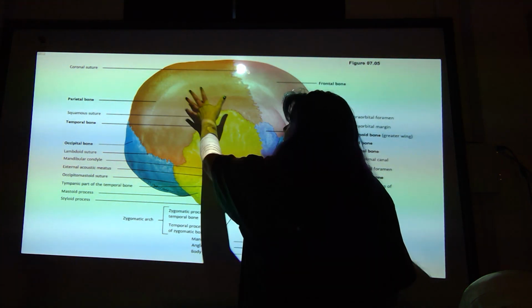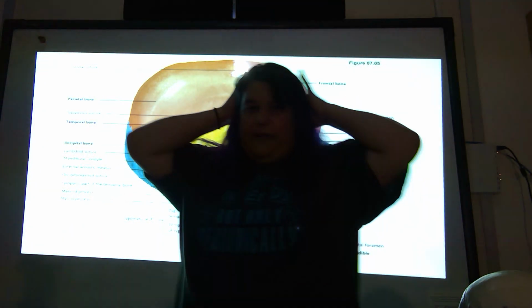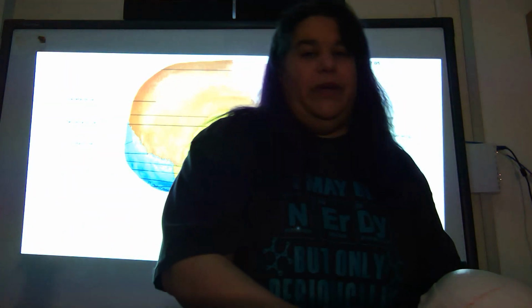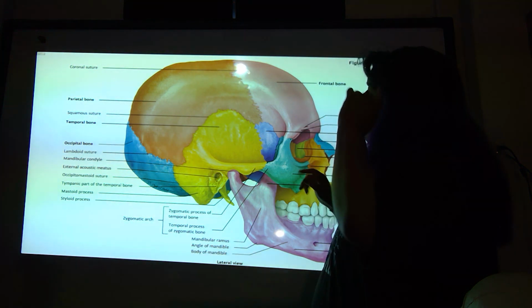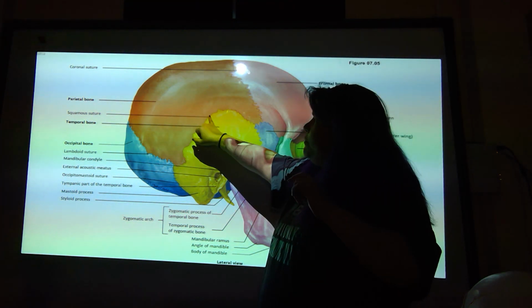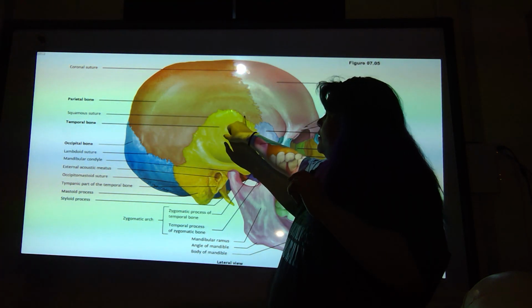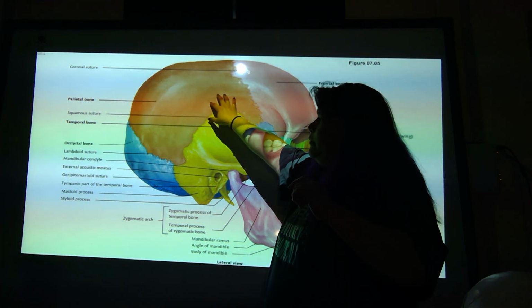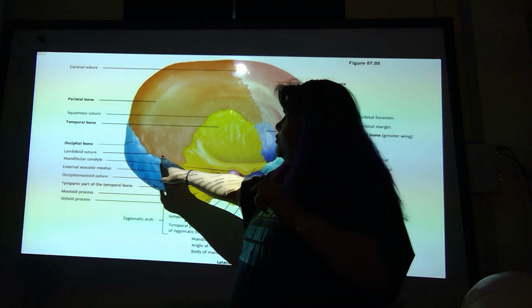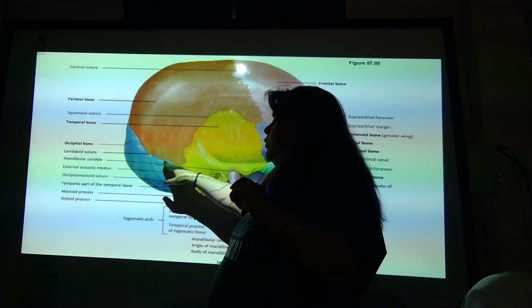Parietal bone, you have two of them, one on this half and one on this half, which you can actually see real well right there. There's one parietal bone, there's the other. Okay, this right here is the squamous suture, and it's the suture between the temporal bone and the parietal bone. And then this right here is called the lambdoid suture.